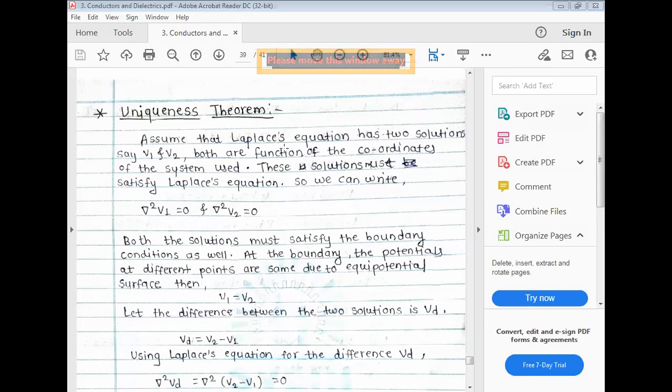Now let the difference between two potentials be Vd. We are considering the two voltages, V1 and V2, and this potential difference is V2 minus V1, and it is denoted as Vd. So Vd is equal to V2 minus V1, and at the boundary V1 is equal to V2.